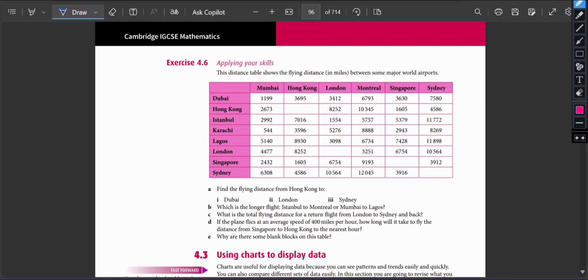The distance table shows the flying distance in miles between major world airports. These are all of the places: Dubai, Hong Kong, Istanbul, Karachi, Lagos, London, Singapore, Sydney, and then we have one over there as well. This is a two-way table as well. Find the flying distance from Hong Kong to Dubai, London, and Sydney. This table shows the flying distance between these major airports.